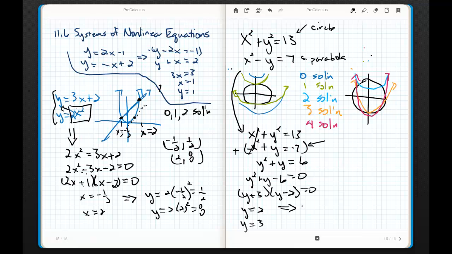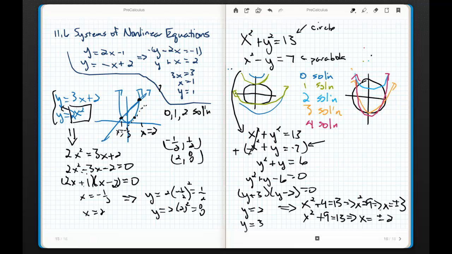Watch. When y equals 2, doesn't that imply that x squared plus 4 equals 13, which implies that x squared equals 9, yuck, which implies that x equals plus and minus 3. If y equals 3, then x squared plus 9 equals 13. And you can see by a puff of algebra, that's going to imply that x equals, well, let's see, I subtract, I get 4, take the square root, x equals plus or minus 2. So in this case, there are 4 solutions.